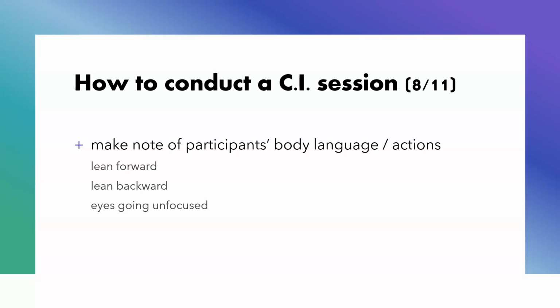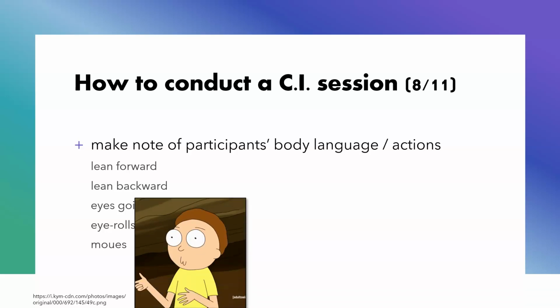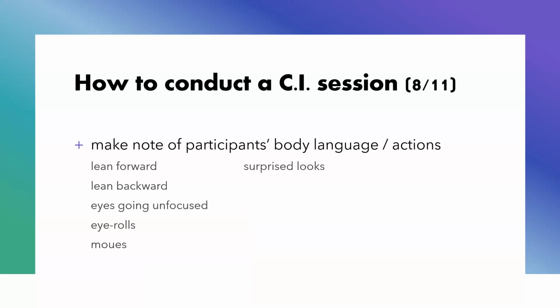If people's eyes go unfocused, sometimes that indicates they're thinking hard. The eye rolls, those are never good for the product, like, ugh, this thing. A moo. Now, if you don't know what a moo is, it's this. That face of, derp. If people look surprised, that's a sign. A pause. Somebody's working along, pauses. What are they pausing at? That's interesting. If they hesitate, which is it?